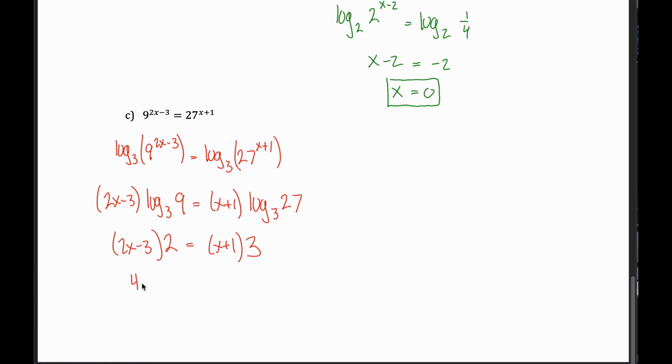Distribute the 2 through to get 4x minus 6. Distribute the 3 through to get 3x plus 3. And then get all your x's on one side, so subtract 3x from both sides. That leaves me with just an x over here. And then add 6 to both sides, and that gives me a 9 over here. x equals 9 is the solution to this last log equation. Or maybe I should call it an exponential equation that I had to introduce logs for. And that ends the quiz.